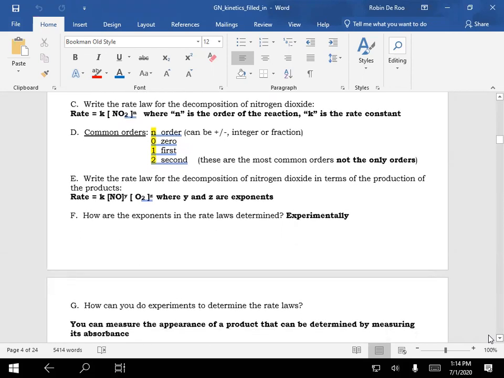So how can you do these experiments to determine the rate laws? You need to see something. So the most common way is to measure the appearance of a product that can be determined by measuring its absorbance. This is an extremely common method of determining the products and then the rate laws.